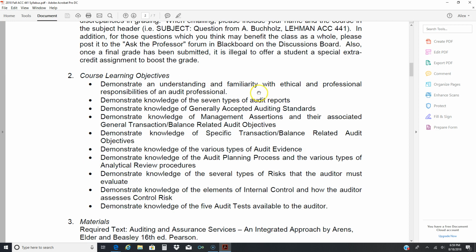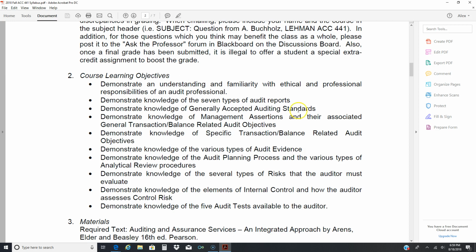Let's take a look at the course learning objectives for this term. Demonstrate an understanding of and familiarity with ethical and professional responsibilities of an audit professional. Demonstrate knowledge of the 7 types of audit reports. Demonstrate knowledge of generally accepted auditing standards. Demonstrate knowledge of management assertions and their associated general transaction/balance related audit objectives. Demonstrate knowledge of specific transaction balance related audit objectives.